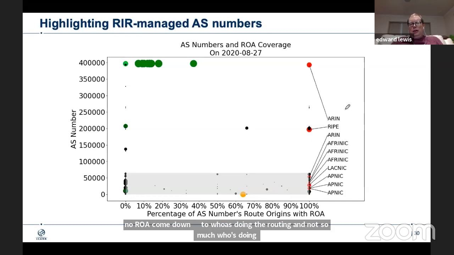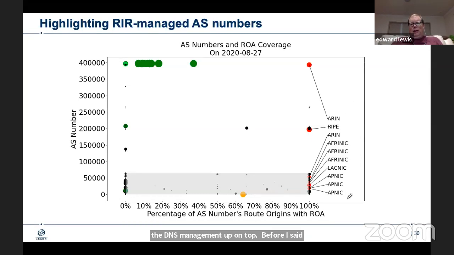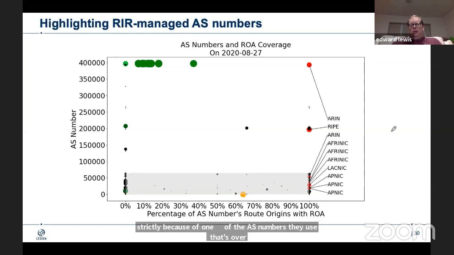And before I said too that ARIN had a lower rating. These red dots represent the RARs' AS numbers, and all of the RARs fall on the 100% line. The lower coverage rating that ARIN had earlier is strictly because of one of the AS numbers they use that's over on this side here from one of their commercial providers. So it seems exactly as if the routing decisions are made by the routers and not by the DNS people here.